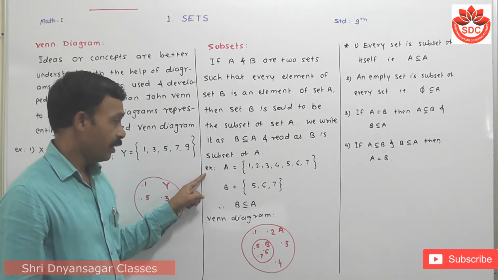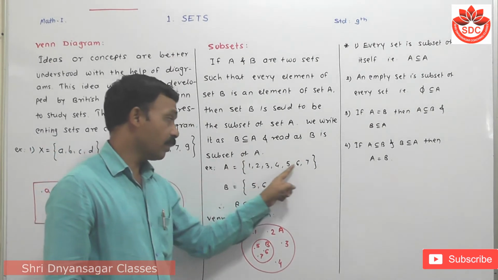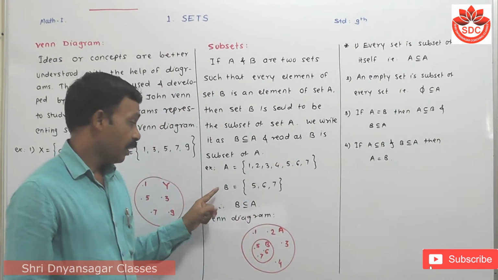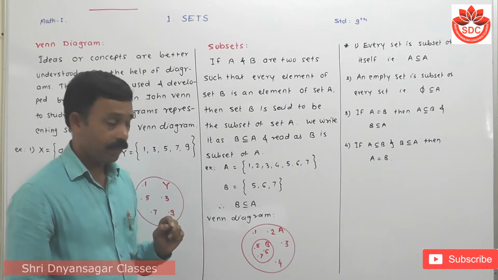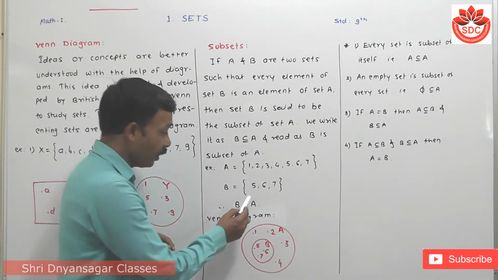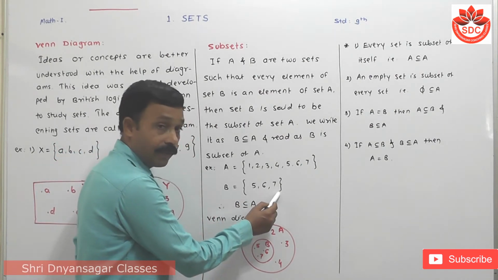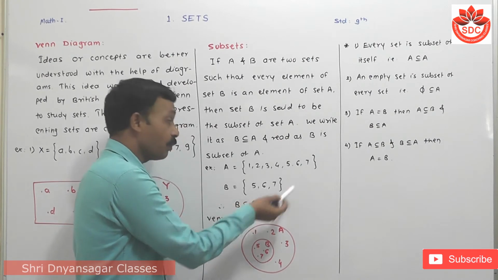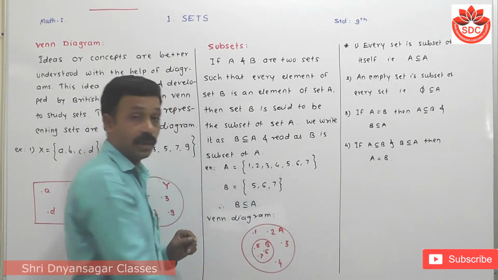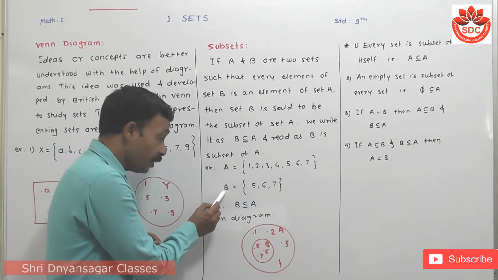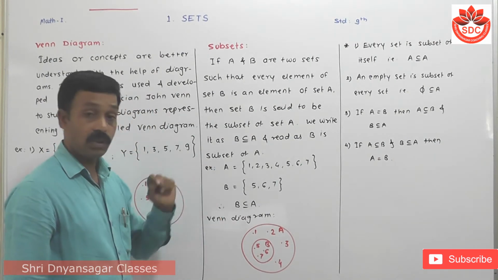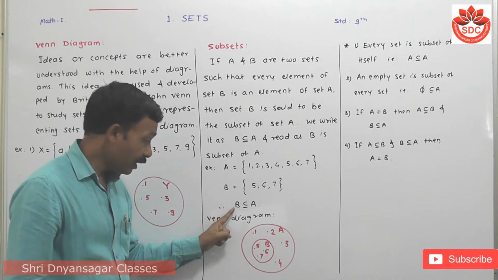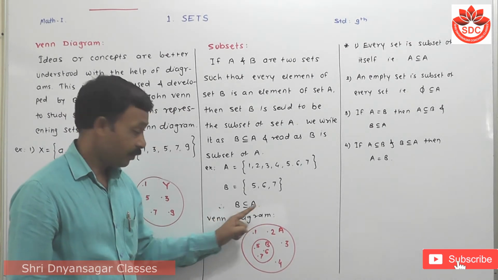For example, A is the set of natural numbers up to 7 and B is the set of natural numbers 5, 6 and 7. Now students, observe carefully: every element of set B, that is 5, 6, 7, is also present in set A. So B is a subset of set A. In this case, A is the superset. We write B is a subset of A.